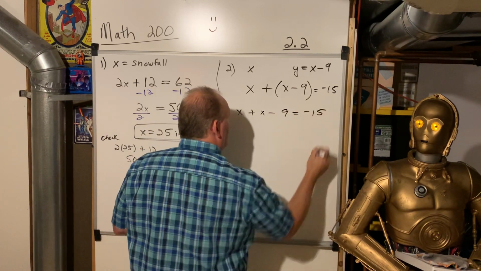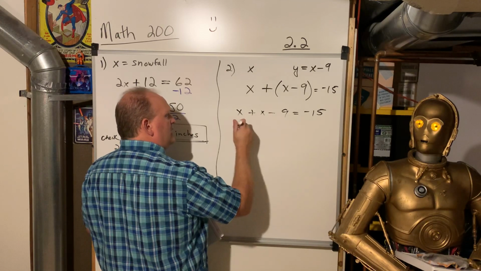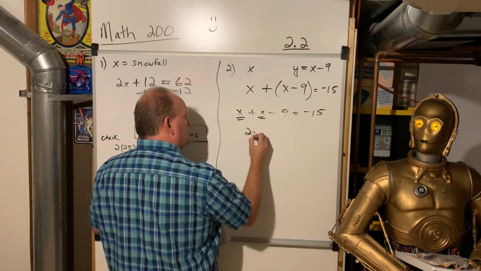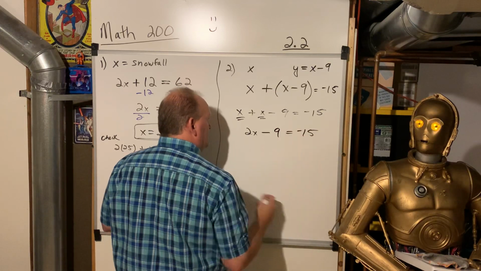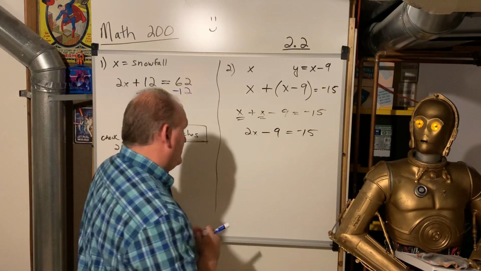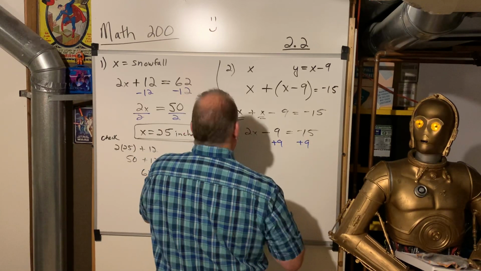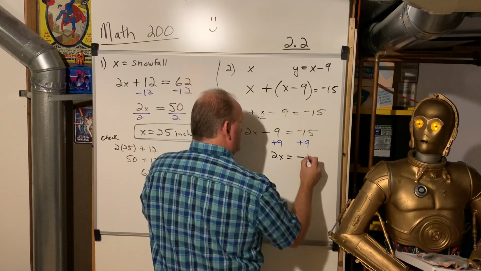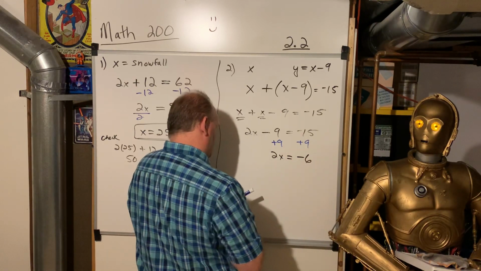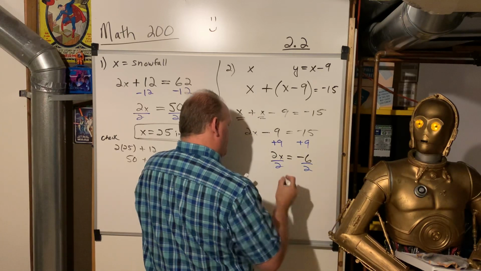And now you've got to be careful. Now these are on the same side. Those are like terms on the same side. So we combine like terms. We get 2x minus 9 is equal to negative 15. And now we can start solving it. We add 9. And we divide by 2. So we get x is equal to negative 3.